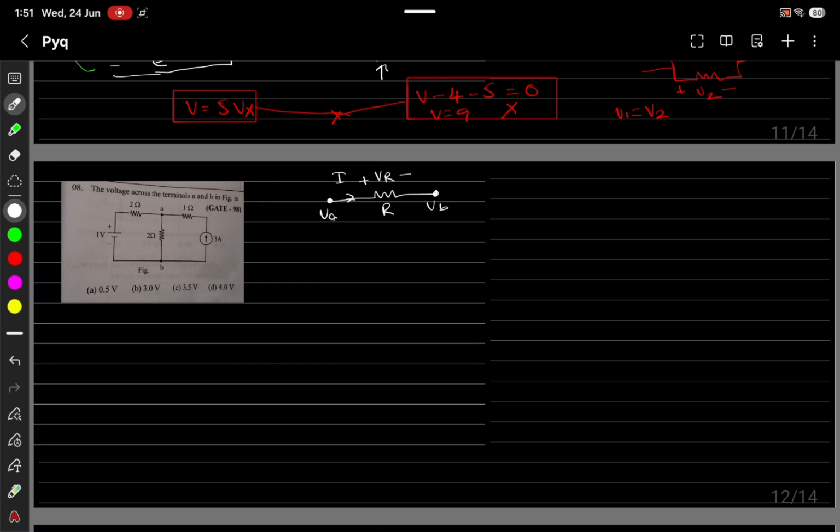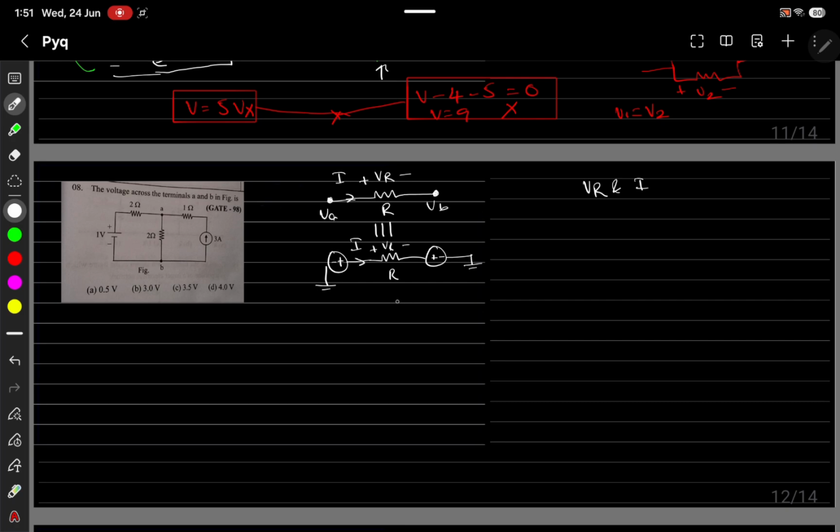Now I need to know the value of VR and I. Okay, this circuit can be redrawn. Wherever your node is there, you just need to connect the positive terminal to it. So this will become as this. These both circuits are same.